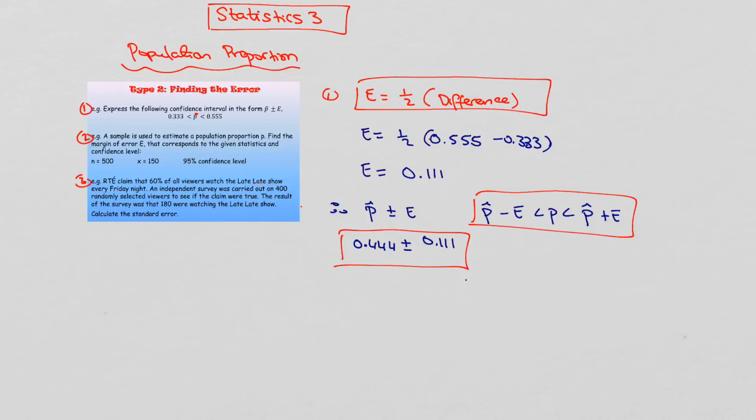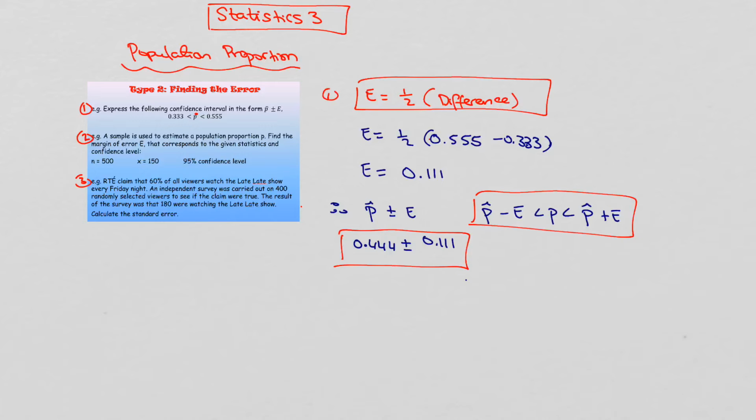Okay, so then example 2, I'll go on to the next page. For example 2, we have a sample used to estimate a population proportion P. Find the margin of error that corresponds to the statistics and the confidence level. So we're looking again for our margin of error. And this time we're given n and x, and we are clearly told that it is a 95% confidence interval. So why does it matter whether they tell us that or not?